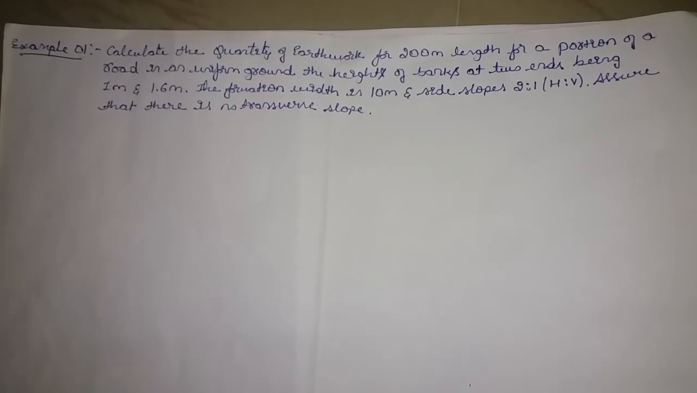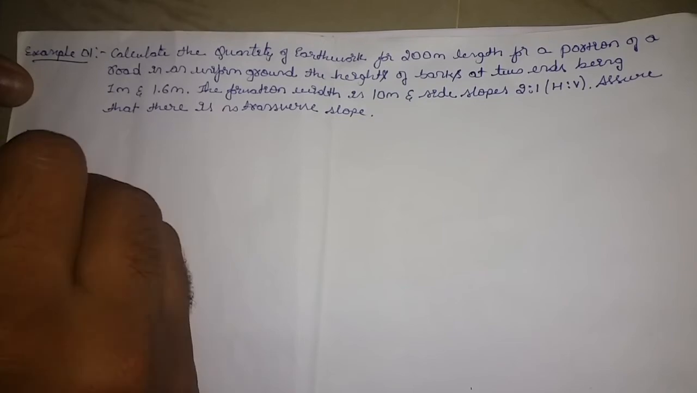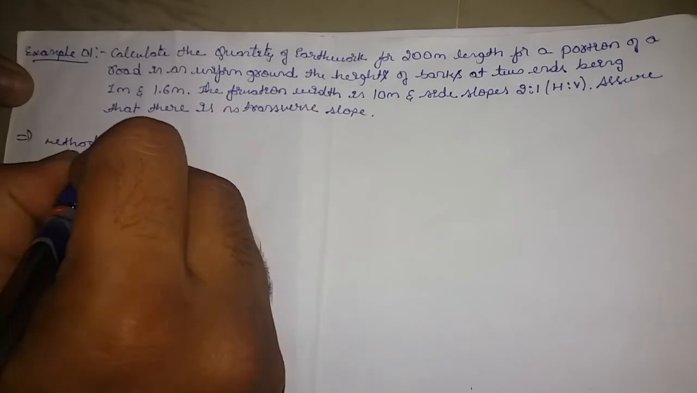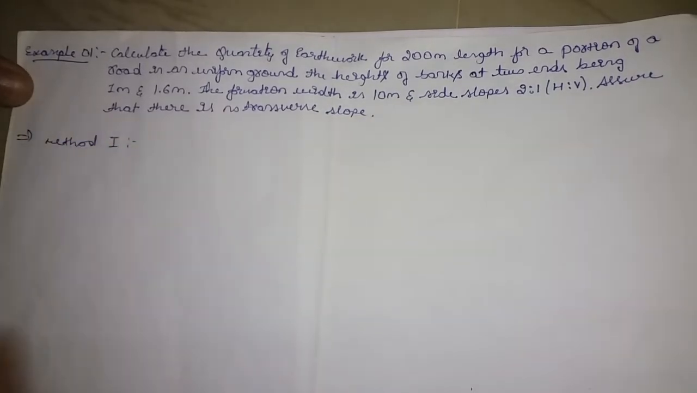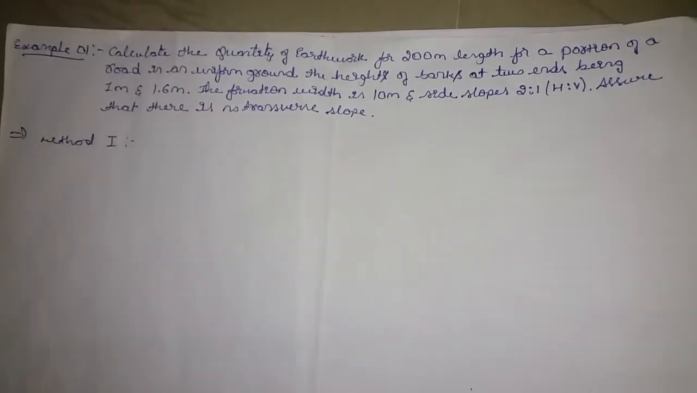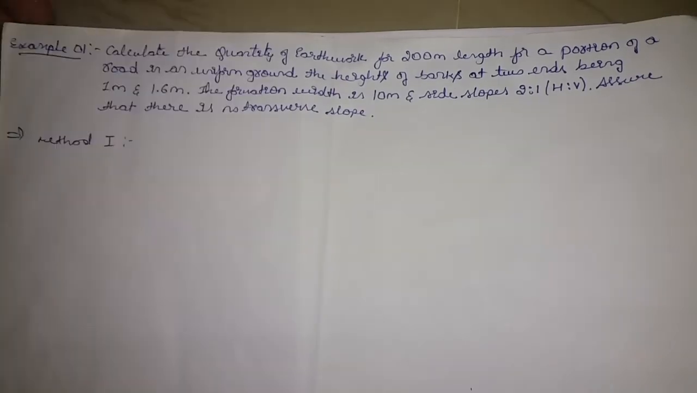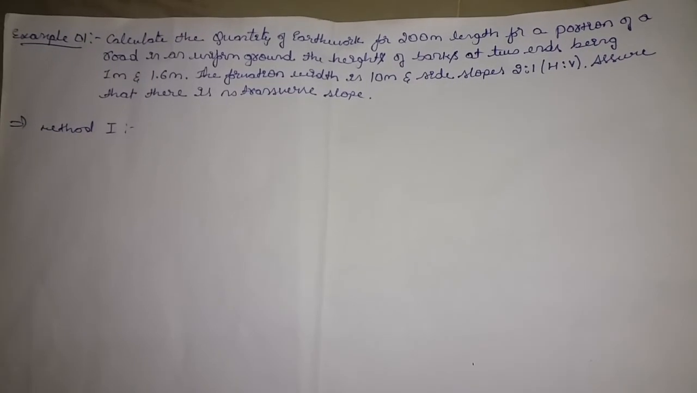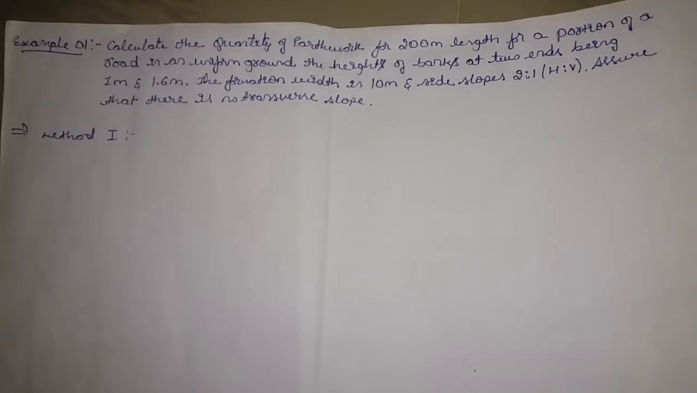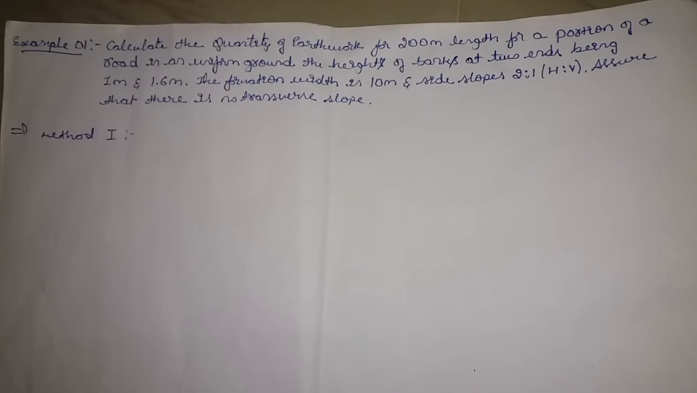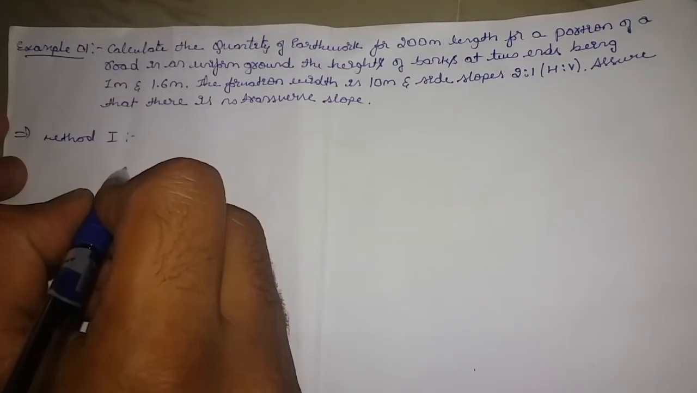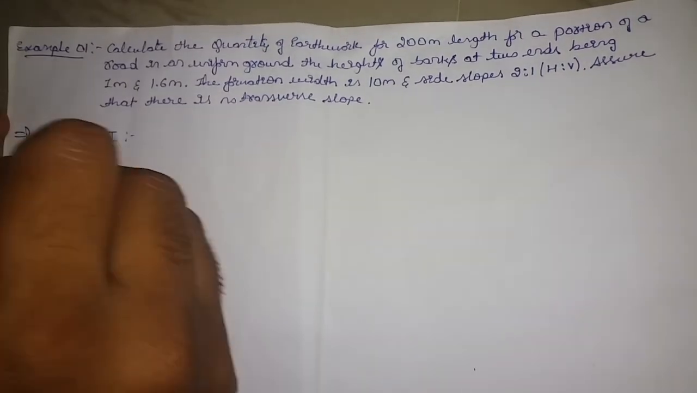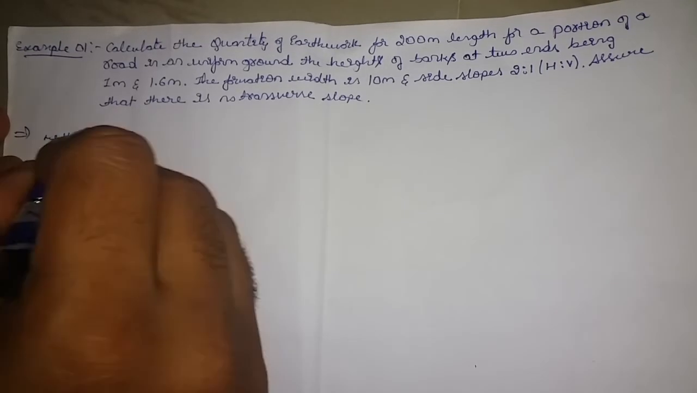First I will take the first method, method number one. What is method number one? Method number one is nothing but the mid-sectional area. We follow the mid-sectional area to find the earthwork quantity. Now, what is the formula for method one? Before going to the method, we will first take out the given data.